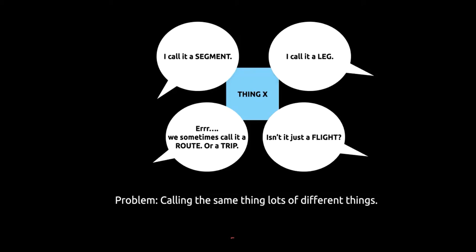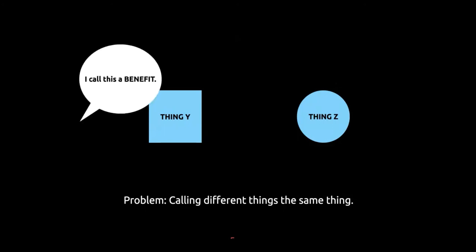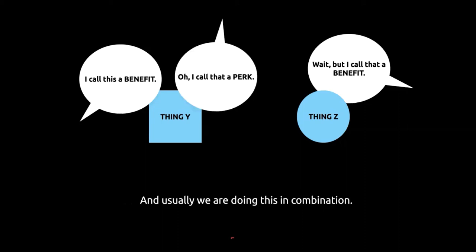Are these the same thing? Are these different things? What is this thing? All the people on the team have a different label for this thing that we're looking at, or a different idea of what this thing is. And then on the flip side, we have calling different things the same thing. So we have thing Y, and we call this a benefit. And then we have thing Z over here, a similar but different thing, and somebody else is saying, no, our team calls that a benefit. This is a benefit. And then we usually do these things in combination, which makes communication real fun, okay?